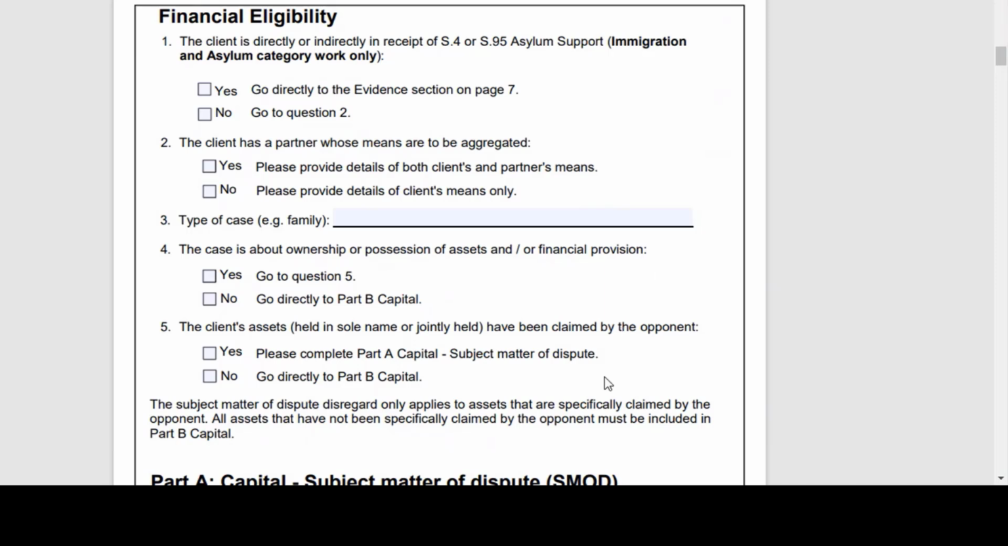And in question 5, you're telling us whether or not the client's assets have been claimed by the opponent. If the answer is yes, then you're giving us further details of that subject matter of dispute. If it's no, then you're moving on to Part B capital to look at capital.